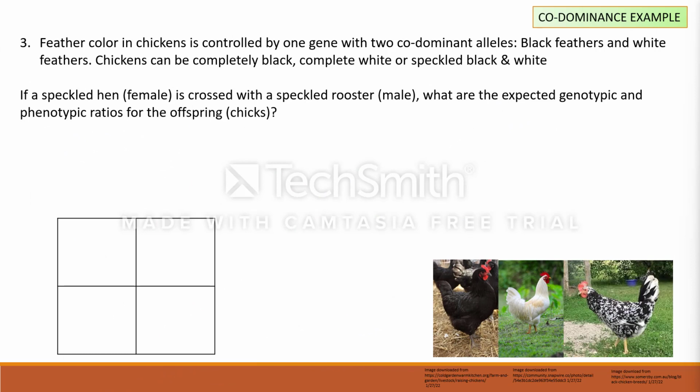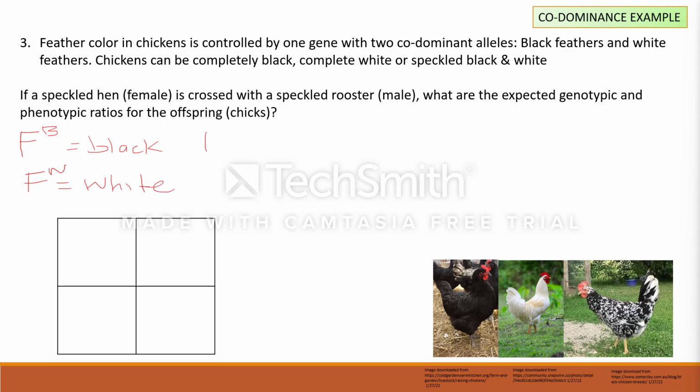Moving on, we're going to look at an example of codominance. Codominance is when neither allele overcomes the other one, and instead you see the effect of both of them. We're going to look at feather color in chicken. It's controlled by one gene with 2 codominant alleles. So the 2 alleles are black feathers or white feathers. Let's write that out first. We're going to say F for feathers, and then we could be either FB, and that would be the black allele, or FW, and that will be the white allele.